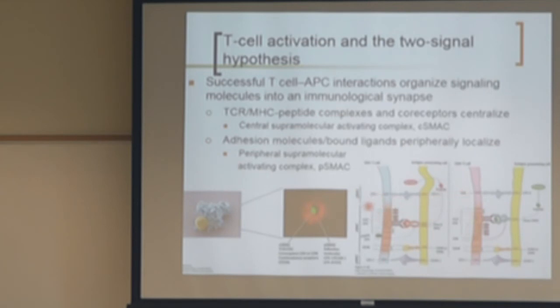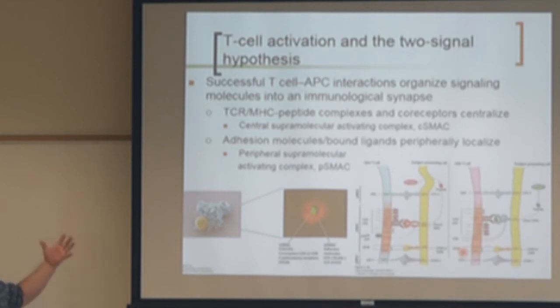So, for example, here you have CD80. CD80 is expressed on your antigen-presenting cell, whereas CD28 is expressed on the T cell. So both CD4s and CD8s express the CD28. That's the receptor for CD80.